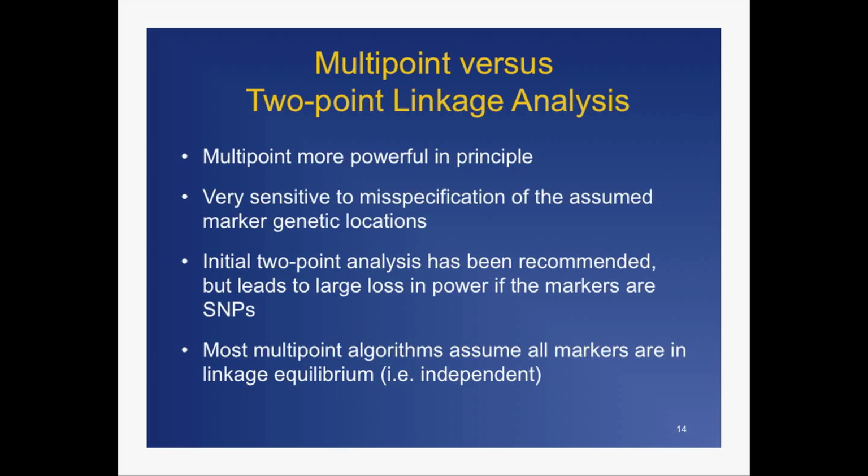All right. Now, multi-point versus two-point linkage, for those of you who've done any linkage analysis at all. Multi-point is more powerful in principle, but it's very sensitive to misspecification of the assumed marker genetic locations. We assume we know where they are. If you get them mixed up, you get a mixed-up answer. And of course, it's only relatively recently we know that on chromosome 8, I believe, in Africans, there's an inversion of a whole chunk. So people had all these things the wrong way round, and that was giving us lots of mistaken answers.